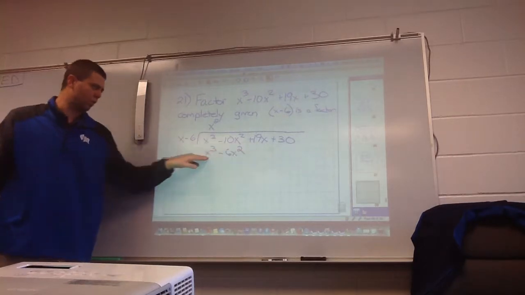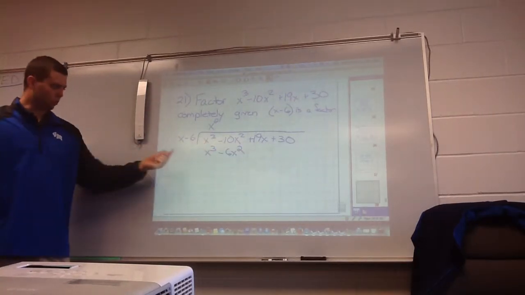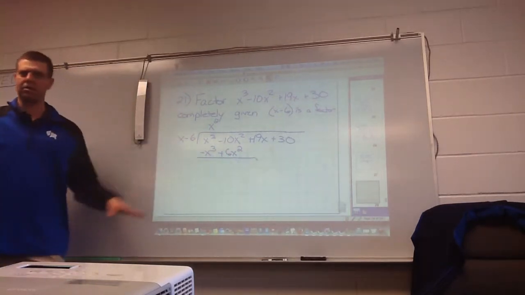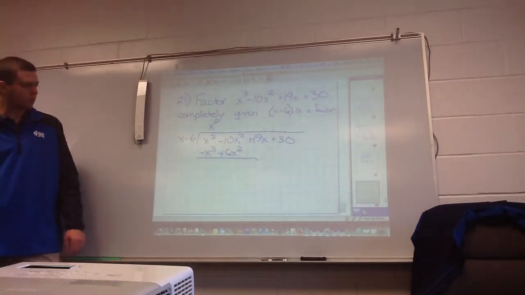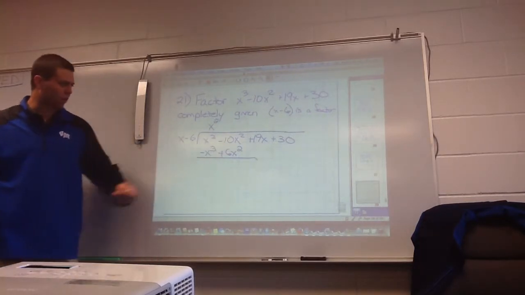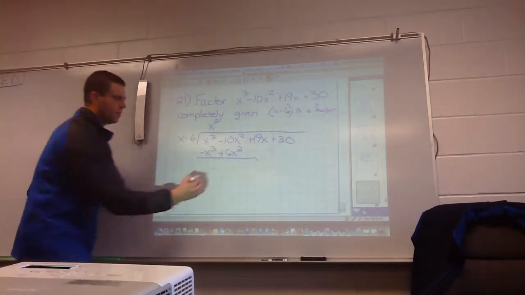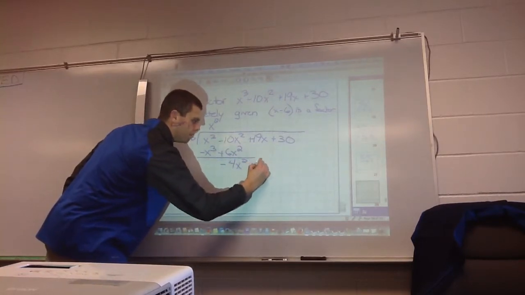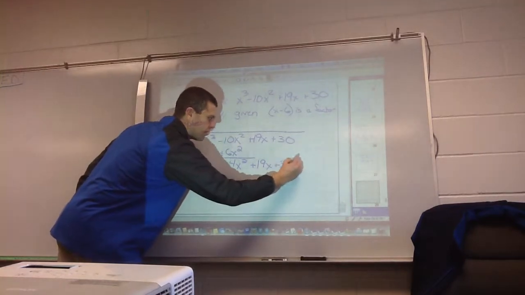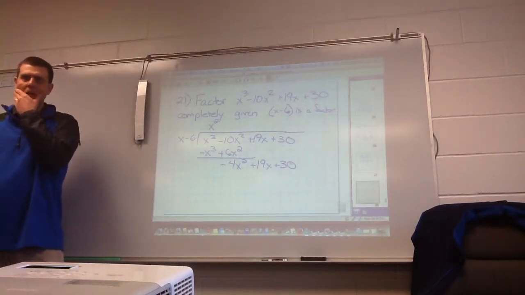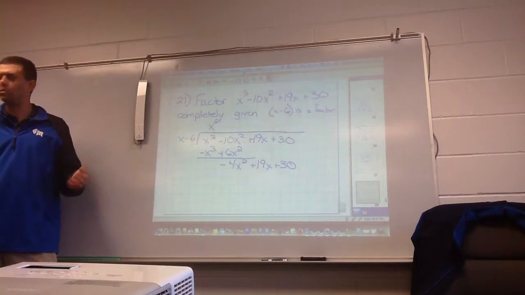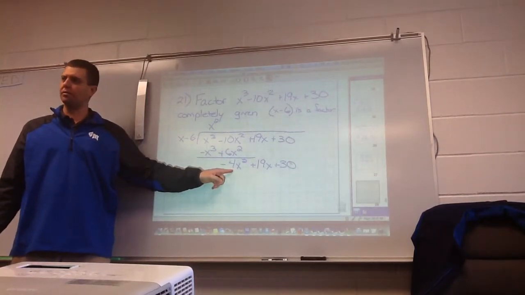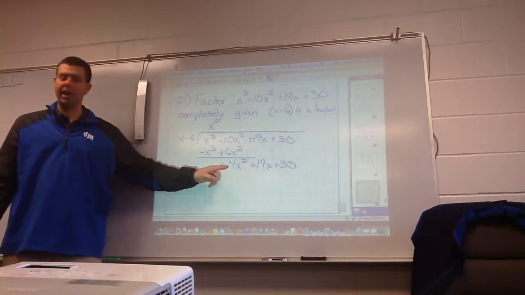And then what do I do with this? Subtract it. So if I subtract this, this one will become a minus, that one will become a plus. I draw my line, and now I do the math, add my like terms. X cubes are gone. How many x squared do I have now? Negative 4x squared, right? Plus 19x plus 30. And now I just repeat the process. X times what gives me negative 4x squared? Negative 4x.